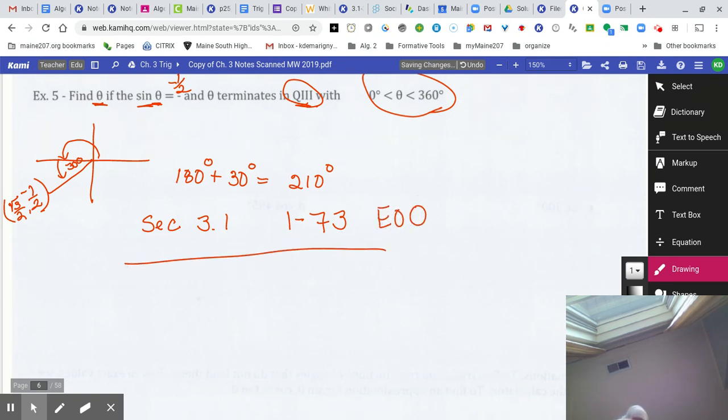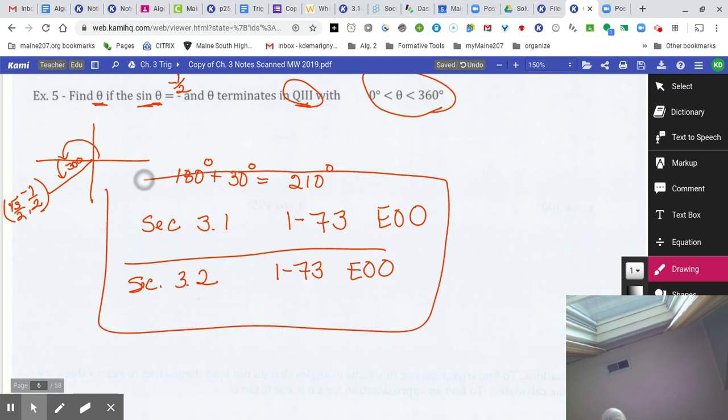Okay, and when I finish the next lesson, I'll scroll all the way down and show you where both of those are. You will have, as soon as I do the next set of notes, you'll have section 3.2, and that'll be the same thing, 1 to 73, every other odd. So they're at the back of the packet. You'll be able to see those there, and I'll scroll to them and show you as soon as I finish the next set of notes.